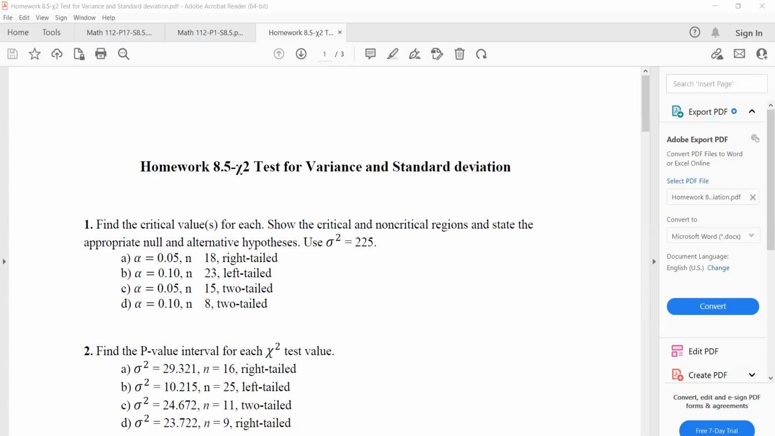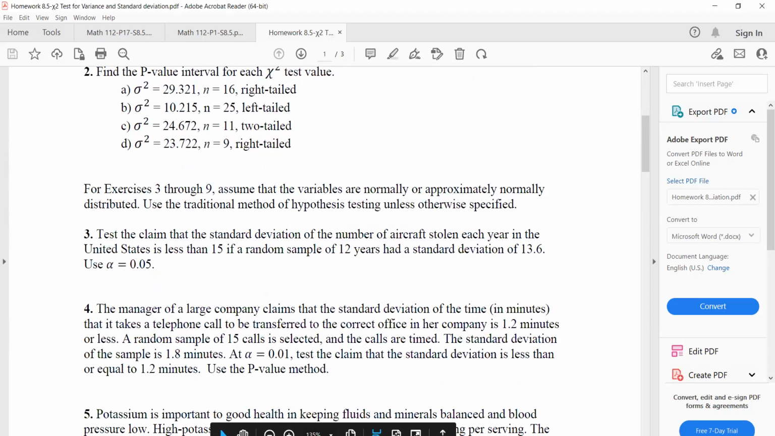I'm going to go to files, which is this one. If we look at, let's try this. Here it is. If I look at question 3, it says test the claim that the standard deviation of the number of aircraft stolen each year in the United States is less than 15. My parameter there is the standard deviation. What is the value of it?